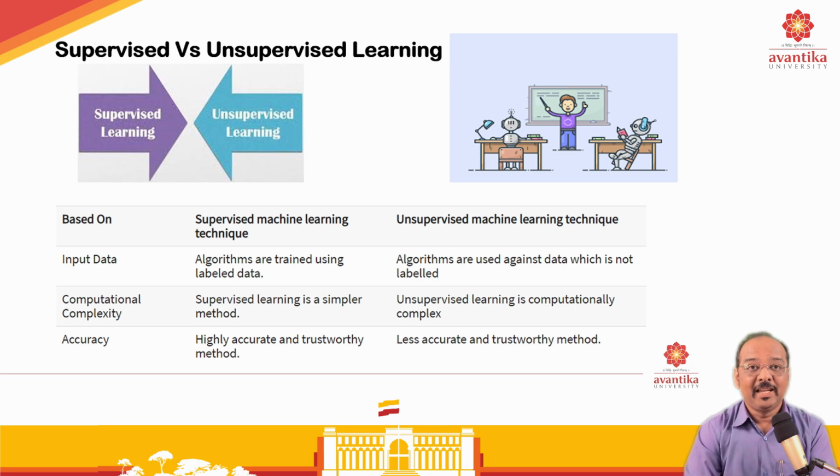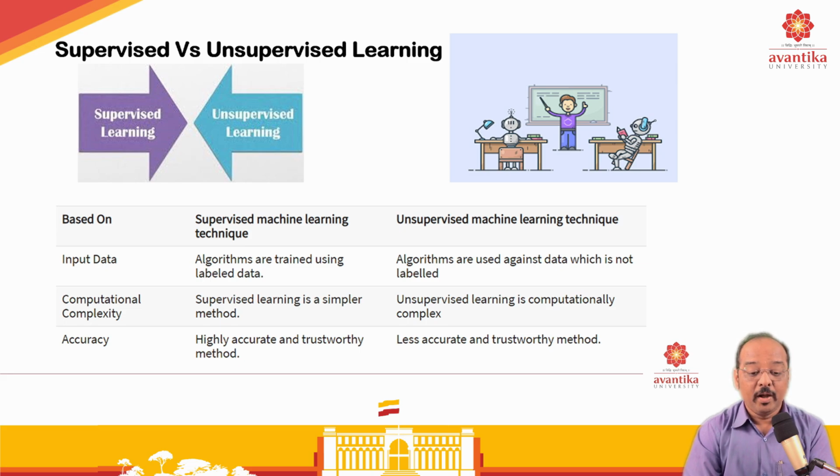In a broad way, we can compare supervised and unsupervised learning with respect to input data, computational complexity and accuracy. Supervised machine learning algorithms are trained using labeled data. In comparison, unsupervised learning is trained on unlabeled, unstructured data. Computational complexity: supervised machine learning is very simple, with no such complexity, since the supervision is there and the training is done on labeled data. Unsupervised learning is somewhat more complex.